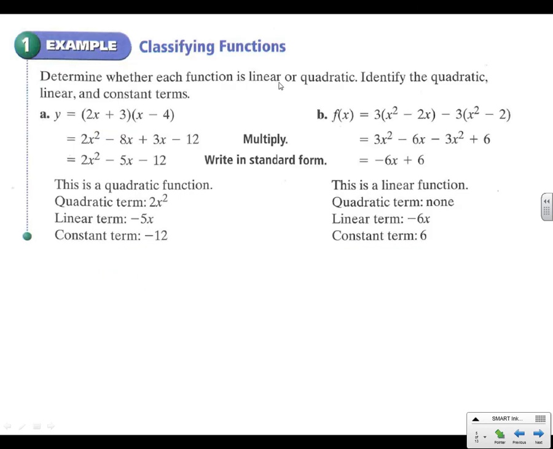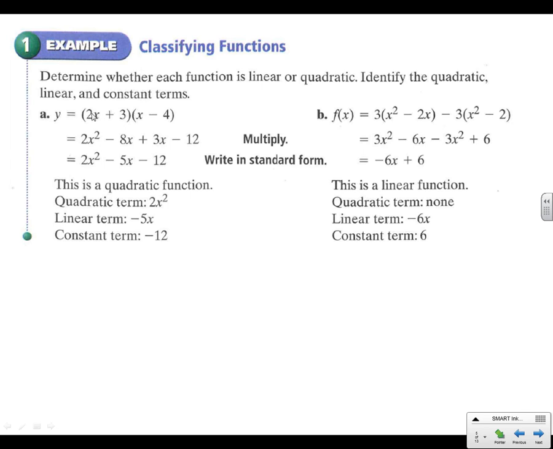Determine whether each function is linear or quadratic. Identify the quadratic, linear, and constant terms. So here we go. We start with this problem. We could FOIL this, and right away I know that this actually is going to be quadratic, because how many x's do we see? I see 1, I see another one, so x squared is what we're going to end up with, so it's going to be quadratic.